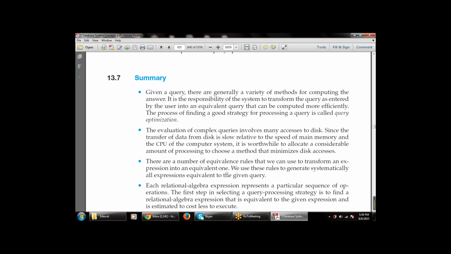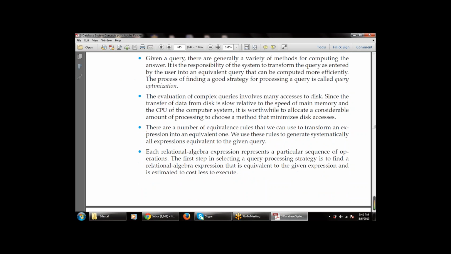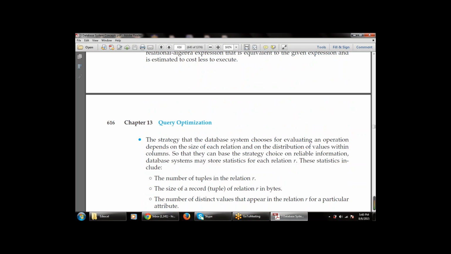Two relations are said to be equivalent if they generate the same set of tuples. We use these rules to systematically generate all the expressions that are equivalent to the given query. Each relational algebra expression represents a particular sequence of operations, and the first step is to find a relational algebra expression equivalent to the given expression and estimate the cost left to execute.